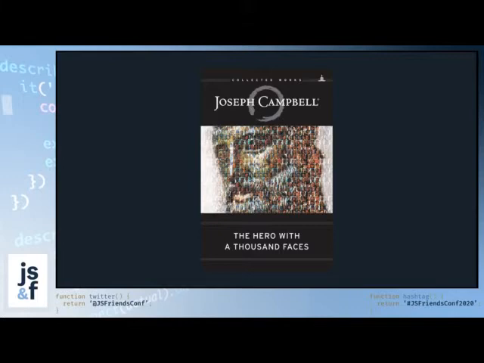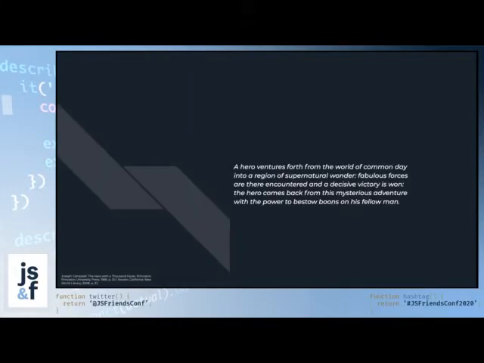So here's a description of what the hero's journey is. A hero ventures forth from the world of common day into a region of supernatural wonder. Fabulous forces are there encountered, and a decisive victory is won. The hero comes back from this mysterious adventure with the power to bestow boons on his fellow man.